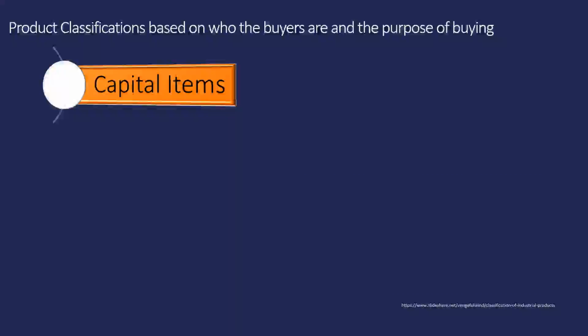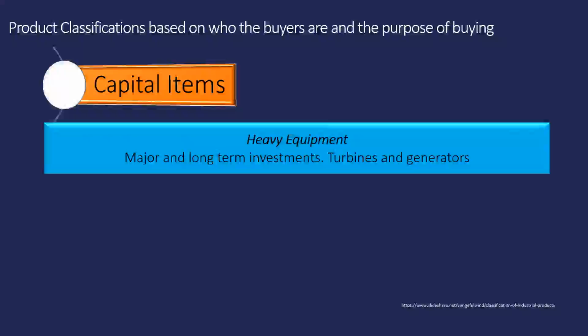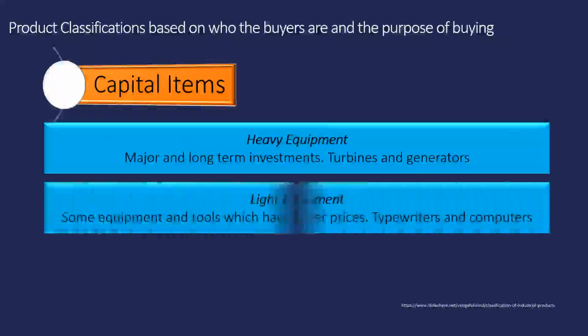Next we have the capital items. The capital items are also divided into some divisions. The first one we have is heavy equipment. Heavy equipment can be major and long-term investments, for example turbines and generators. The second one we have is light equipment, which is equipment and tools that have lower prices, for example typewriters and computers.